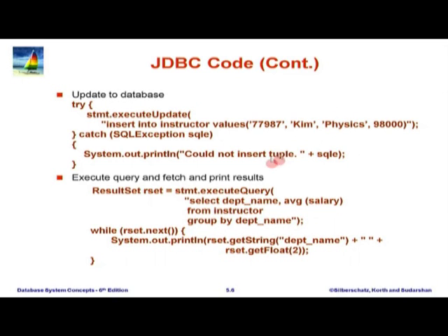Now here is a slightly more complex one where we want to execute a query and fetch the results. So what is happening here? Statement.executeQuery, and here's a query which is select department name, average salary from instructor group by department name. This is a query we are familiar with. How many results does this have? It has one row per department which has an instructor. So the result of this query is stored in a result set object. That variable rset contains the result of this query.